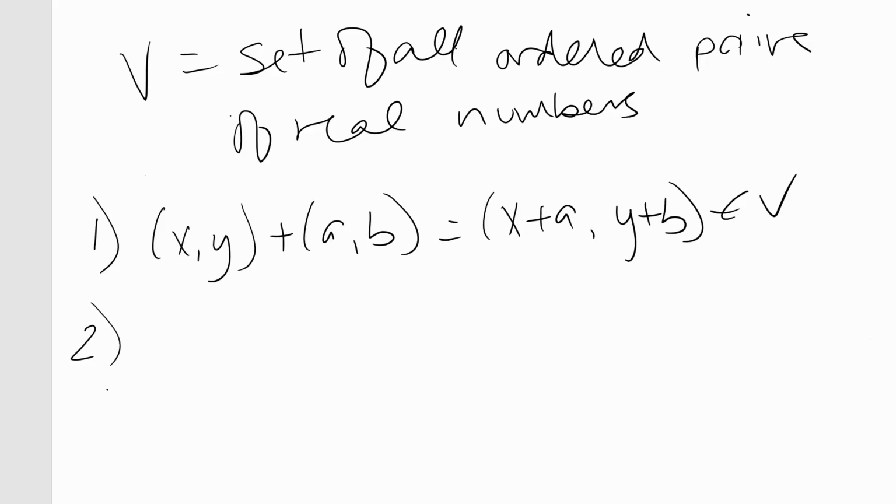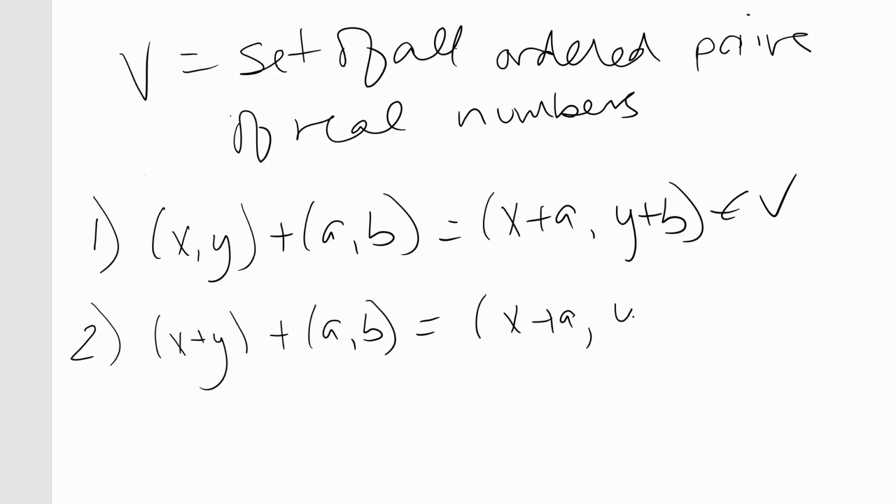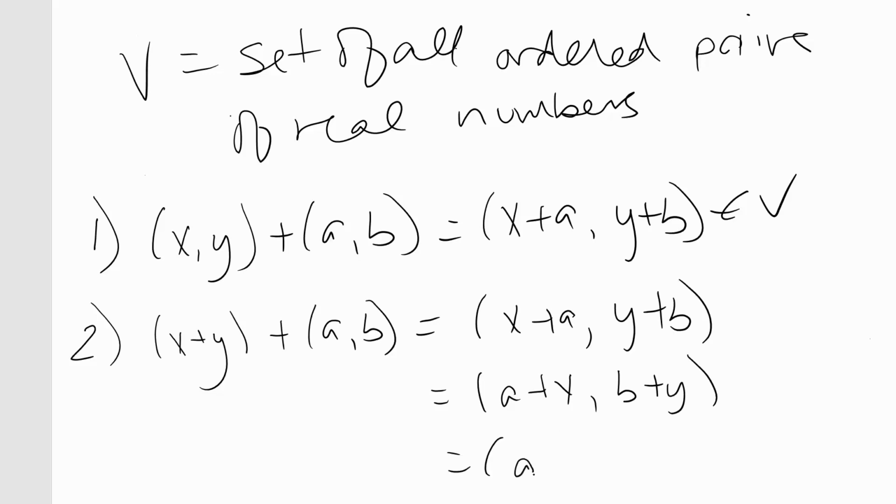My second one: if I add any two ordered pairs, it doesn't matter what order I add them in. I have to show this is true. I cannot just go, look, it happens. So what happens when I add them? I get x plus a first, y plus b second. Well, because of how the commutative property works with real numbers, I can say this is (a plus x, b plus y). From there, I can say it is (a, b) plus (x, y), and we're good on that one.